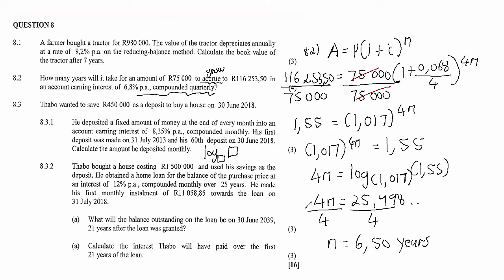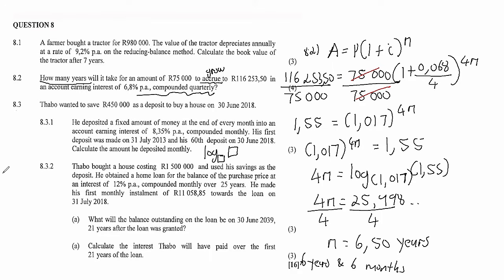So that means it would actually take 6.5 years to grow 75,000 to 116,253.50, right? So 6.5, that means 6 years and 6 months. But then they only wanted that in terms of the number of years. So they said how many years? That's 6.5 years. Okay, now 4 marks for that.